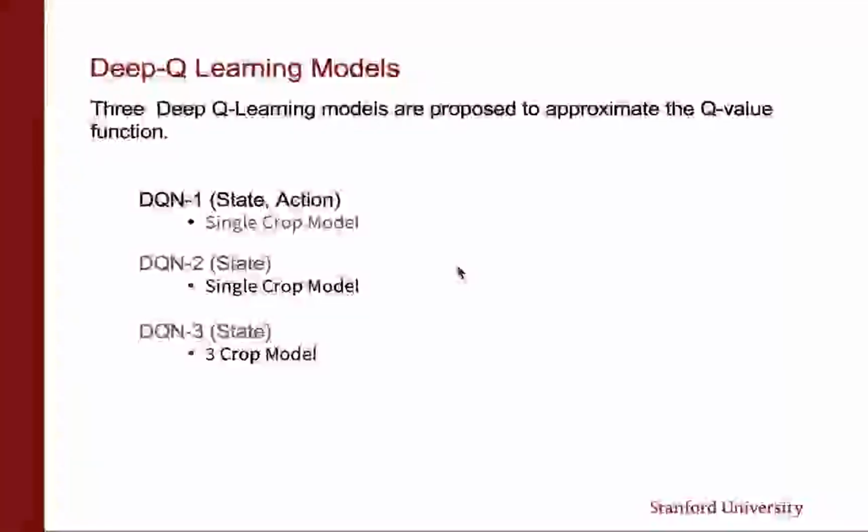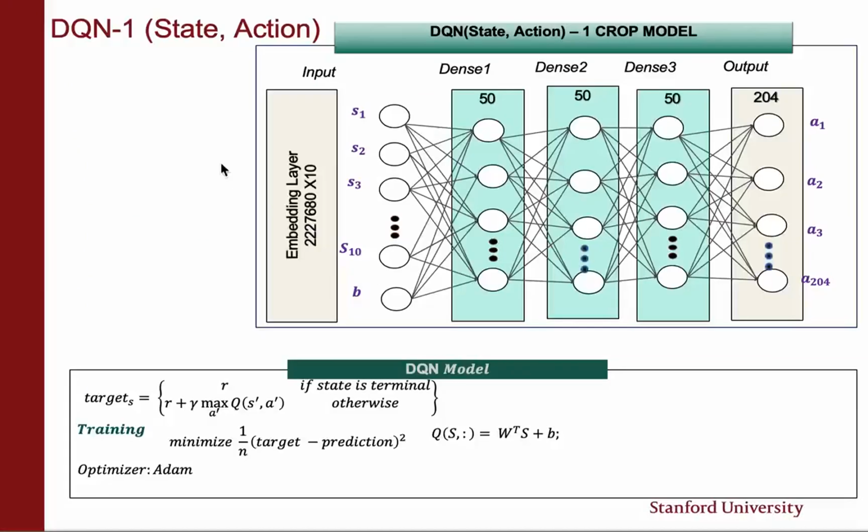Thank you, Gordon. We have developed three different deep Q-learning models to approximate the Q-value function. In the first model, the input layer represents all the combinations of states and actions, and the output layer represents all the actions. And there are three hidden layers. The objective of this network is to minimize the mean square error, that is the error between the target and the prediction. Here the target is defined as the reward if the state is the terminal state. Otherwise, it is the reward plus the discounted Qmax value.